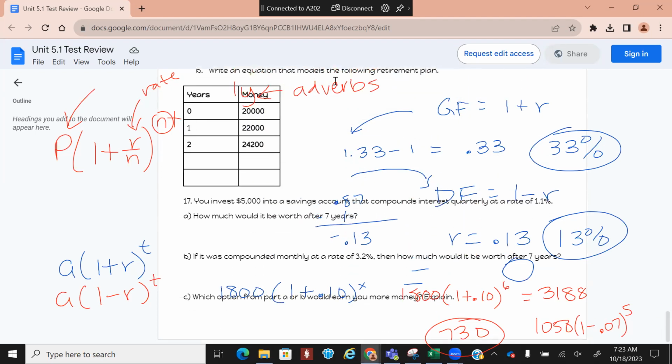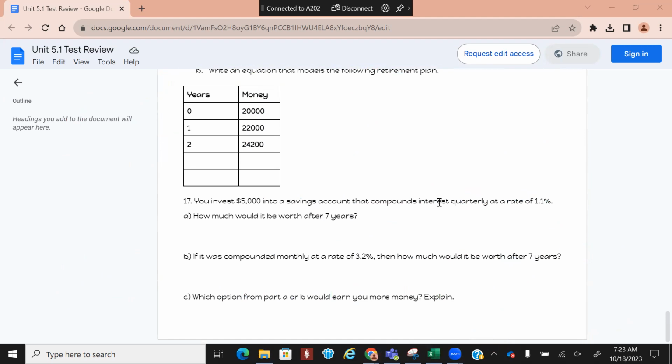There we go. Okay, and go to number 17. Number 17. Okay, this is quarterly. So again, I'm going to give you the formula. I want you to plug in. So here's the formula. See if you can plug in for part A.